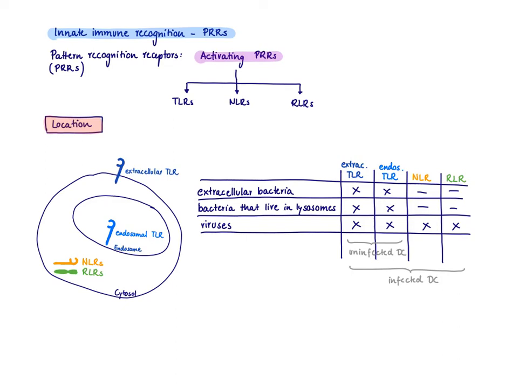So we can also distinguish which receptors are going to be activated in an infected versus an uninfected cell. Let's just take an example and say a virus that does not infect a cell. Well, it can definitively be recognized by the extracellular TLR when it's floating around, or when it's taken up and phagocytosed, it can be recognized by the endosomal TLR. But then, if it's not infecting and it's not going to use the host machinery to replicate, it would not be recognized by NLRs and RLRs.